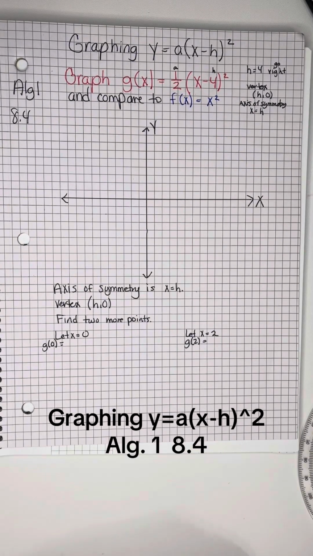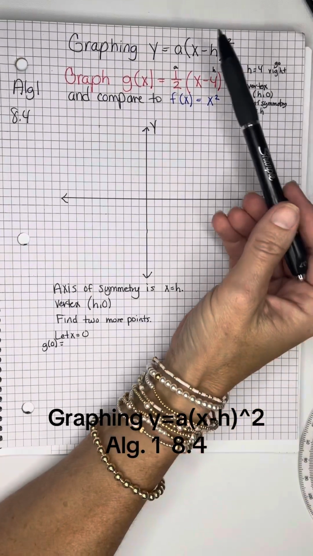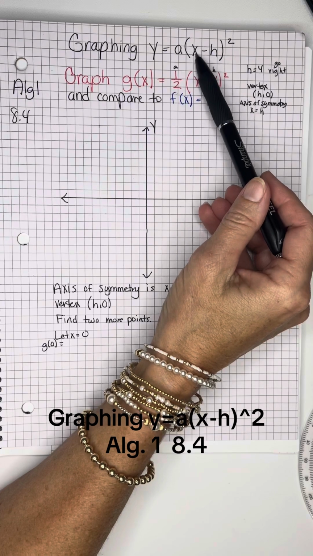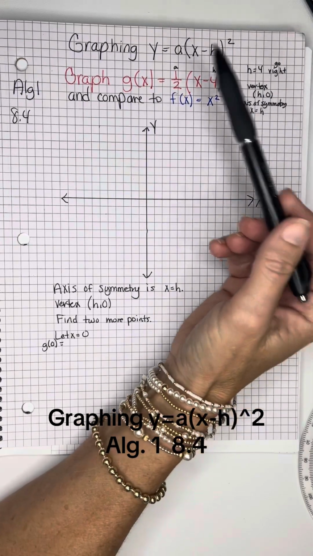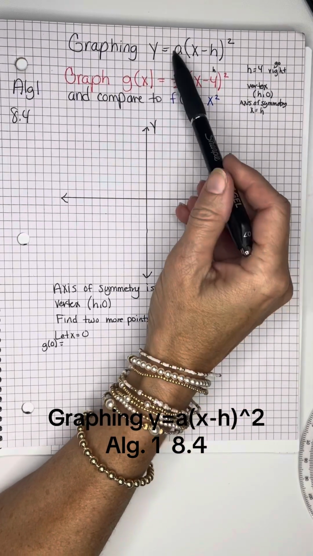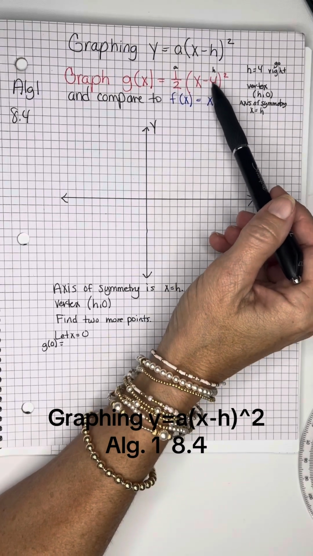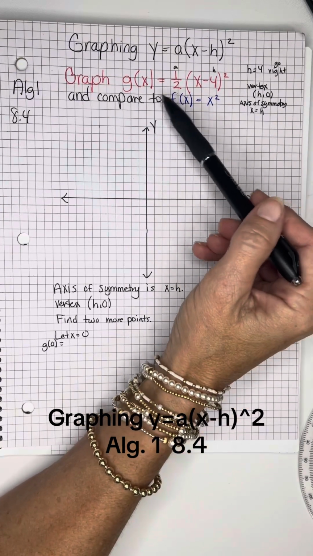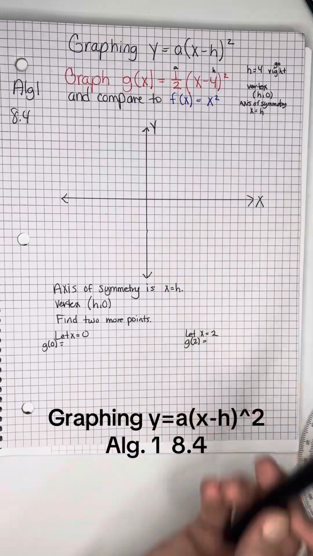You may see this form in an algebra equation, y equals a times x minus h squared. So we're going to graph g of x, which is in this form, 1/2 times x minus 4 squared, and compare it to the parent graph, f of x equals x squared.